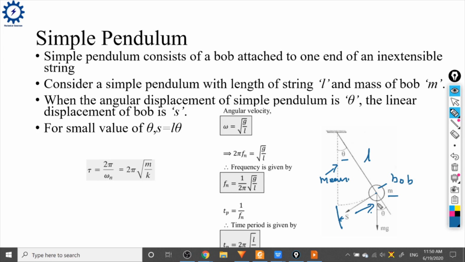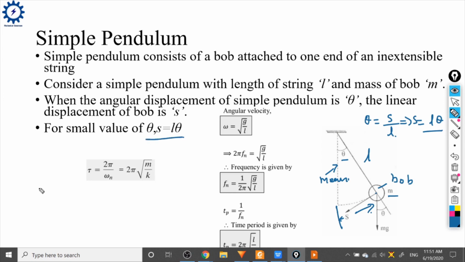We have the relationship between linear displacement and angular displacement. We know angle equals arc length by radius. Here the arc length is s and the radius is l. So the arc length is approximately equal to the linear displacement, and s will be equal to l into theta when theta has a very small value. So this is what is written here.